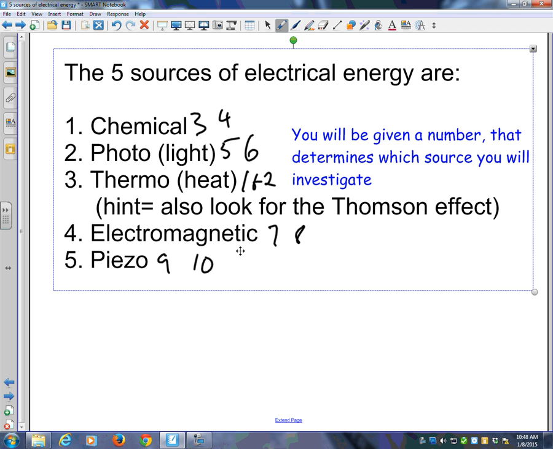Electromagnetic, groups 7 and 8. Erica, what do you come up with? They kind of use it in there. Pardon me? The radio?